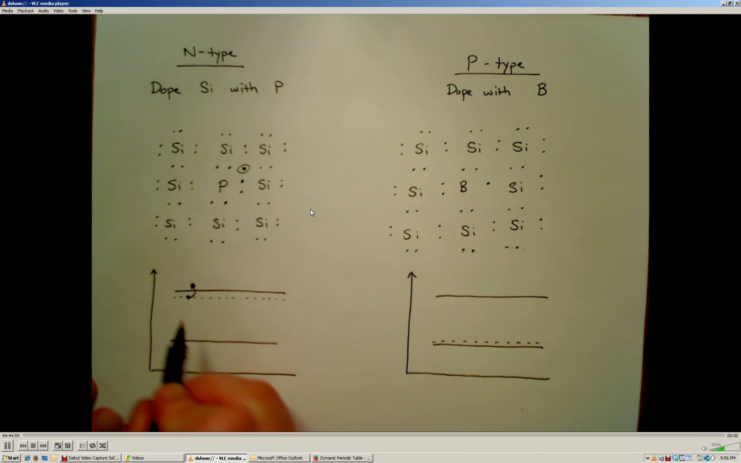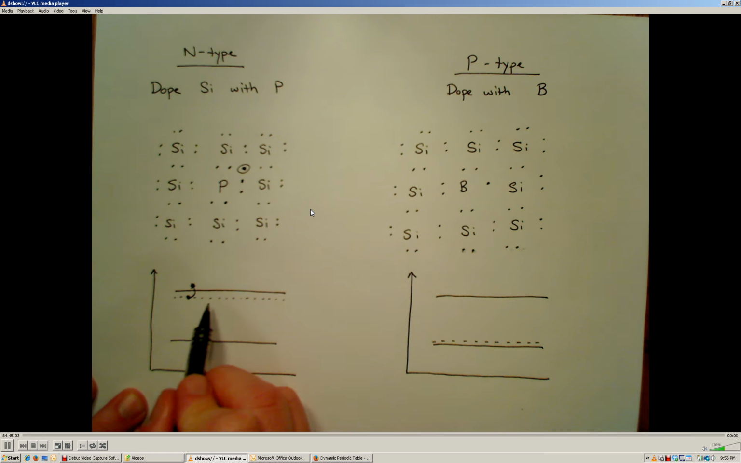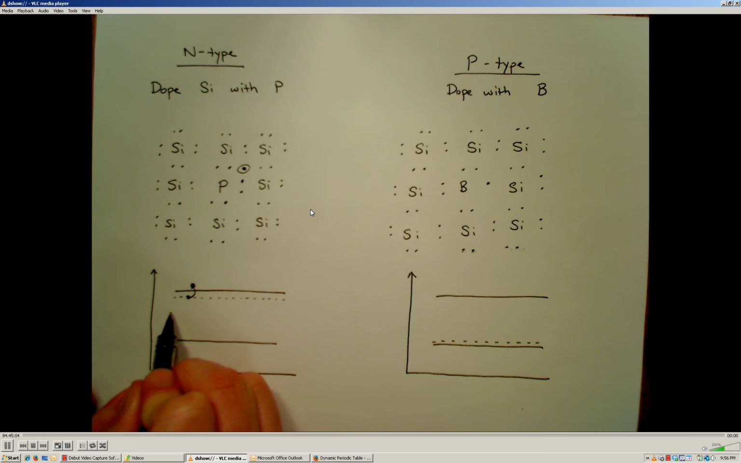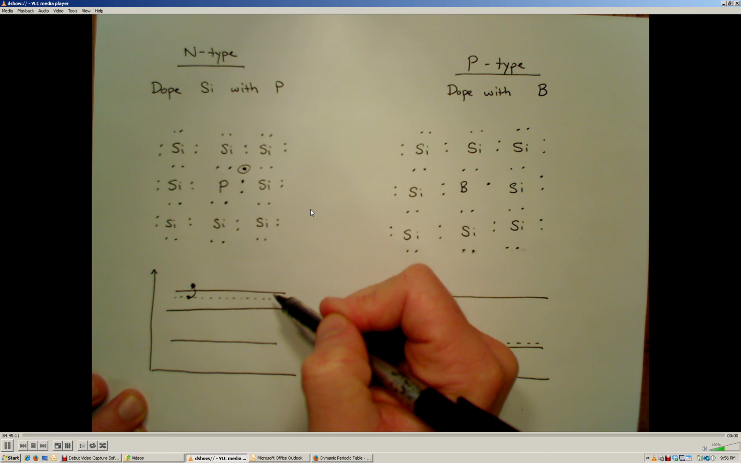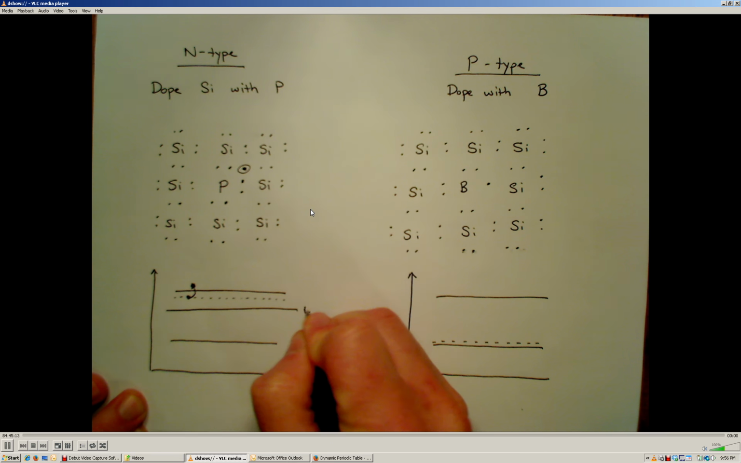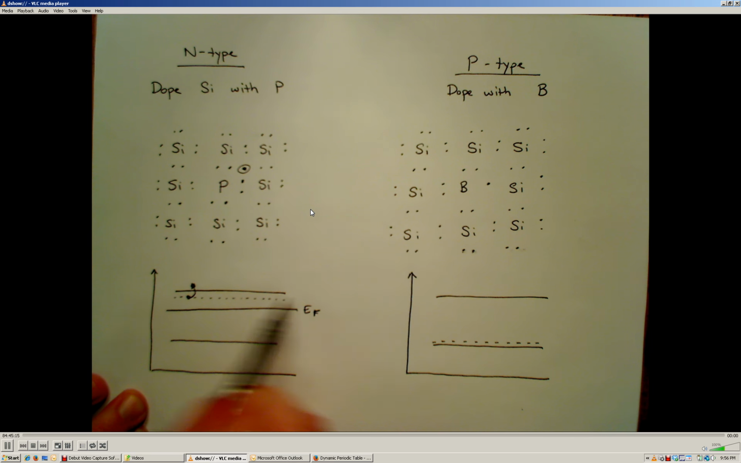So in this case, because we've added these extra electrons here, the Fermi energy level is going to shift upwards, because now there's a greater likelihood that we're going to have some electrons populating the conduction band. So our Fermi energy level is going to shift up a bit.